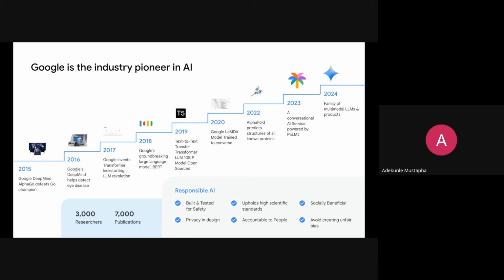So moving to 2018, a groundbreaking large language model, which was BERT. Then 2019, text-to-text transfer using the Transformer large language model, and they also open sourced it. 2020, the Google LaMDA model, which was trained to converse. 2022, AlphaFold, which predicted structures of all known proteins. 2023, we had the conversational AI service powered by PaLM 2.